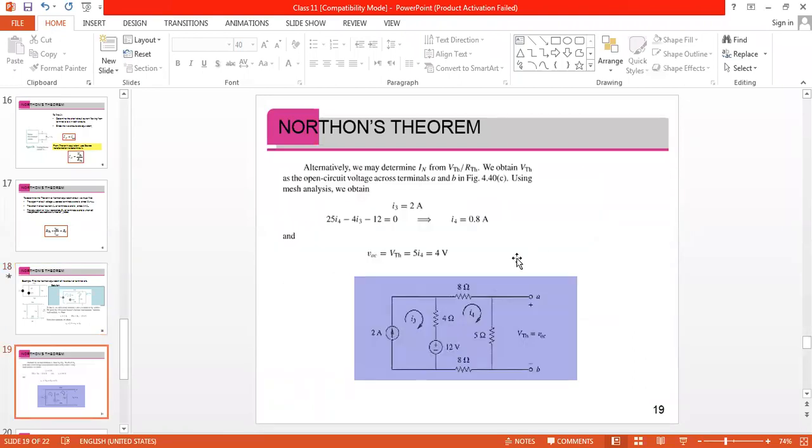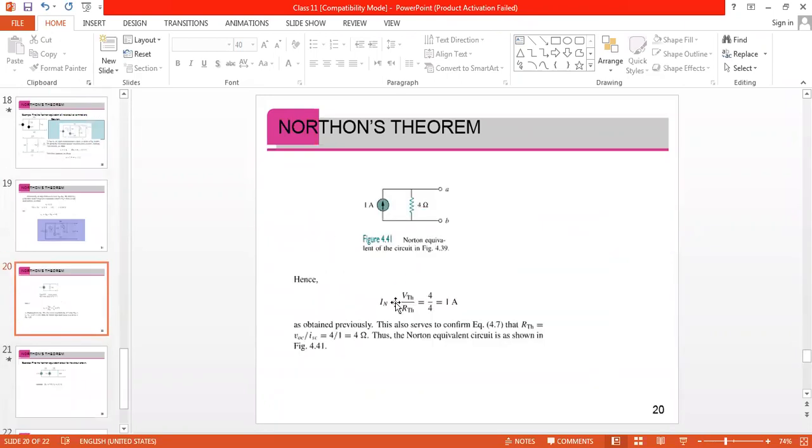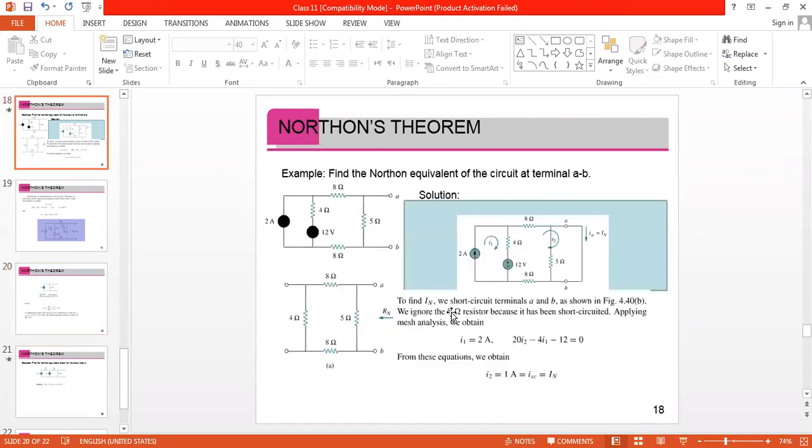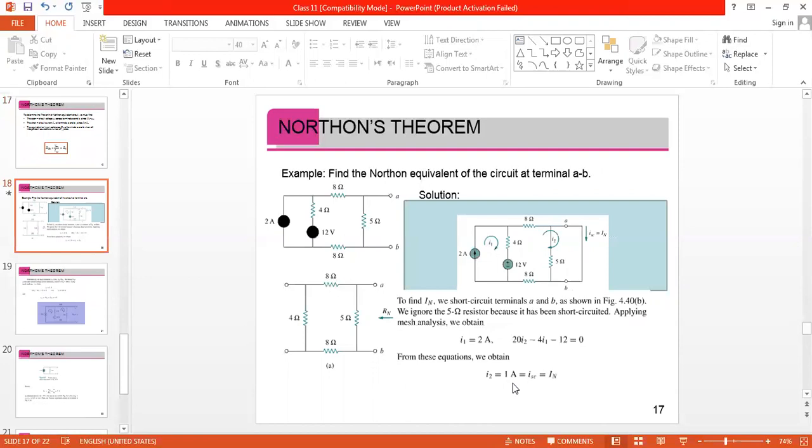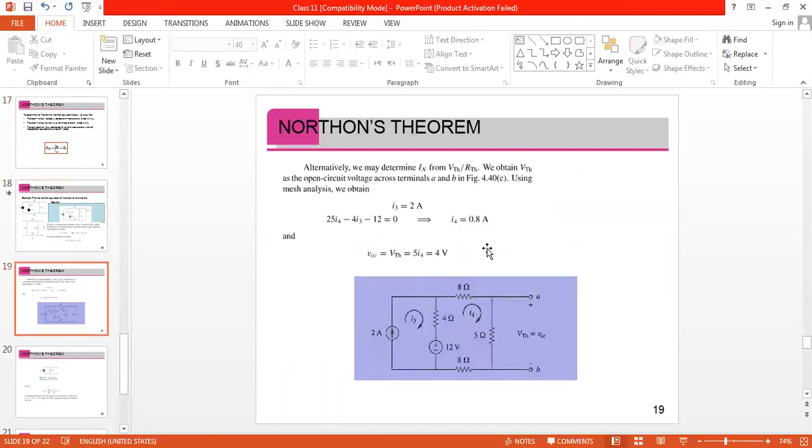There's another method. You can find IN by using the Thevenin voltage, which is this one. First, you have to find the Thevenin voltage. So once you have the Thevenin voltage, and you have the Thevenin resistance, you can find IN by this formula. In both methods, the total current will be the same. If you look at this method, the total current IN is equal to 1 ampere. And if you look at the previous method, the IN is equal to 1 ampere. So you can apply both methods, it's up to you. I would suggest you to just apply the Thevenin method because you just need to get familiar with one method.